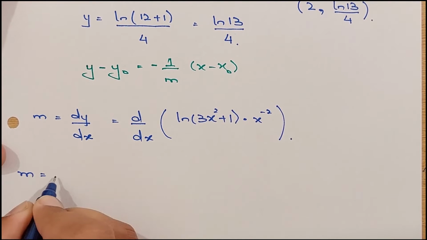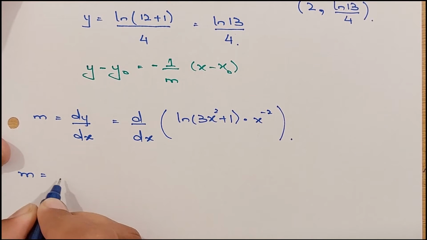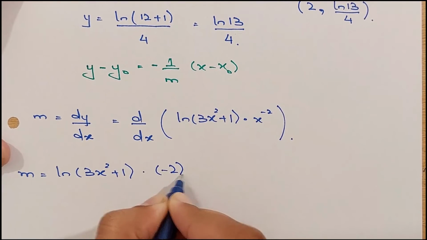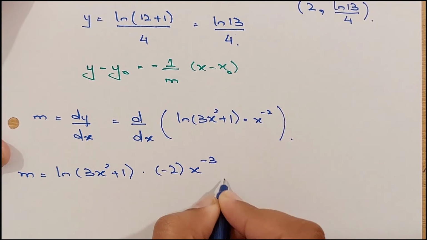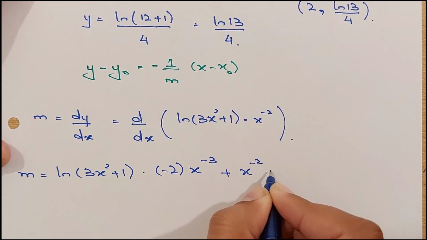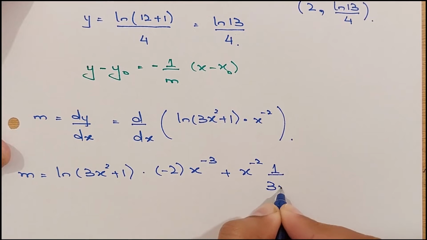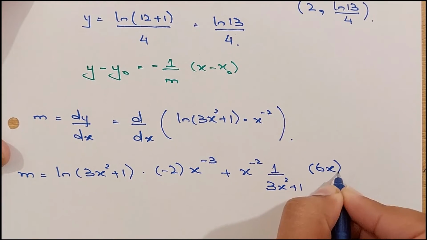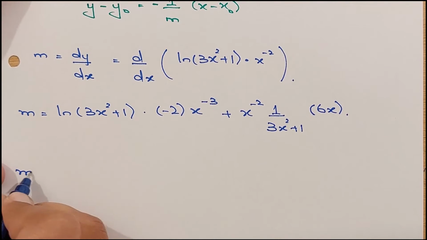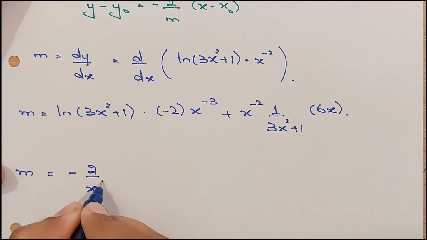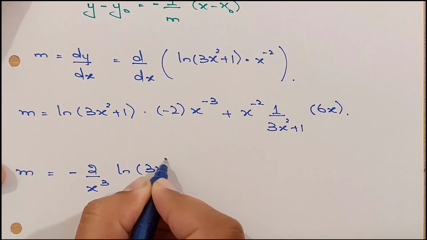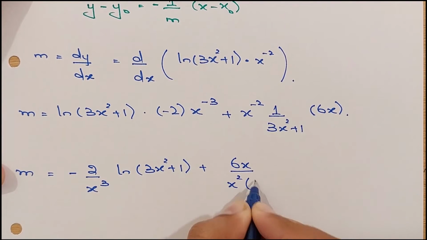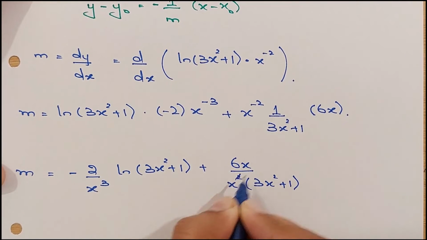Okay, now m value is, first the product rule. The first function is as it is, times the derivative of the second function, so power rule, plus the second function as it is, and the derivative of the first function is 1 over 3x squared plus 1, and the derivative of 3x squared is 2 times 3 is 6x, right? And now the m value is minus 2 over x cubed natural log of 3x squared plus 1, plus 6x over x squared into 3x squared plus 1. We can cancel this x, right?